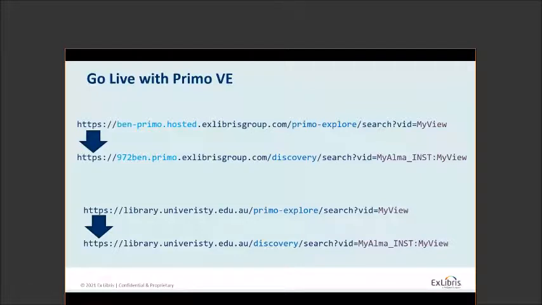Here we see that the base URL will change. If using the CNAME, Primo-Explorer will be replaced by Discovery. And if you've configured Deeplink redirection, the view code will be translated to the Primo VE view code.